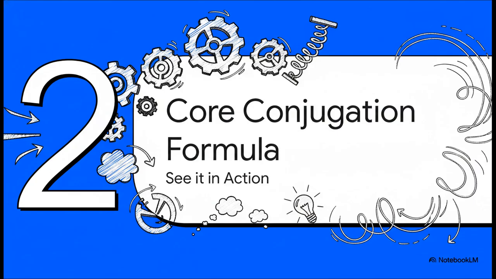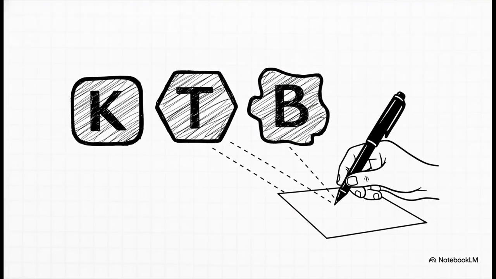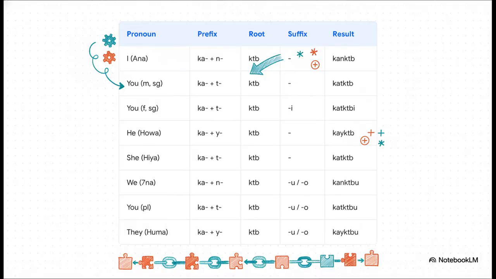I mean, theory's great and all, but seeing it work live, that's when it all starts to click. So, we're going to use a classic, super regular verb, to write. Its root is KTB. Now, as we go through this, I want you to keep your eye on how that KTB part just stays put. Okay, let's really look at this table. See that root column? That's our anchor. Notice how KTB doesn't change at all. It's the same for every single person. All the magic happens around it.